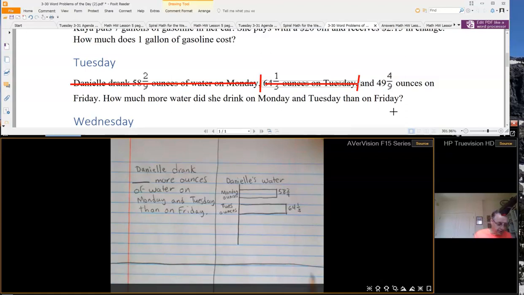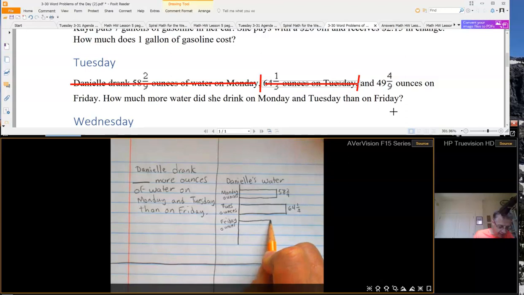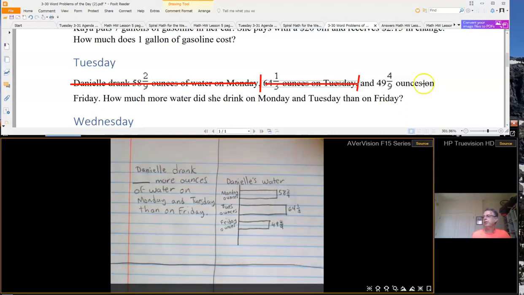It looks like 49 is the smallest amount, so I'm going to make my Friday unit bar shorter than the other two. I'll put here Friday ounces, and I'll make my unit bar a little bit shorter than 58, maybe about there, to show that it's the shortest unit bar. Taking my time to write it nice and neat. I'm going to put 49 and 4/9 right here for the total amount of Friday ounces. So I'm going to cross that out because I'm done with it.